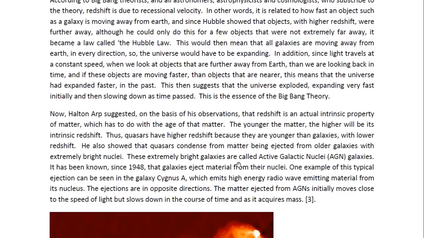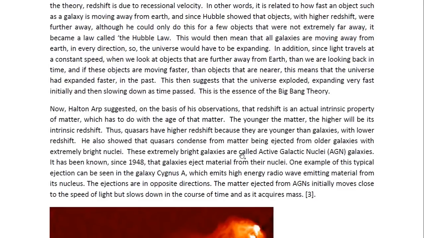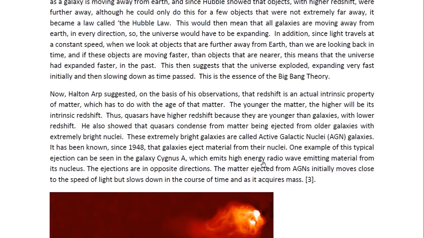Now, Halton Arp suggested on the basis of his observations that redshift is an actual intrinsic property of matter, which has to do with the age of that matter. The younger the matter, the higher will be its intrinsic redshift. Thus, quasars have higher redshift because they are younger than galaxies with lower redshift. He also showed that quasars condense from matter being ejected from older galaxies with extremely bright nuclei. These extremely bright galaxies are called active galactic nuclei galaxies. And it has been known since 1948 that galaxies eject material from their nuclei.